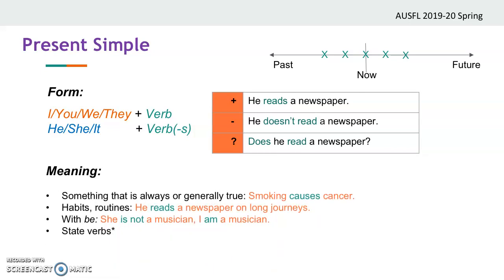Let's look at when we use the present simple more closely. If something is always or generally true, we use the present simple. For example, smoking causes cancer. Secondly, with habits and routines, that means regular activities, we use the present simple. He reads a newspaper on long journeys. And finally, with the verb be and other state verbs, we use the present simple. She is not a musician, I am a musician. We will look at state verbs more closely later in this video.